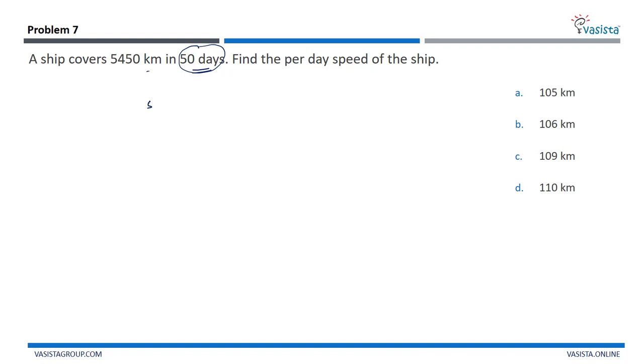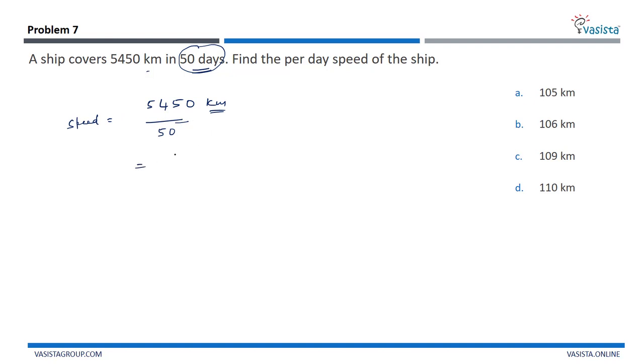So 5,450 km it is going to cover in how many days? That is in 50 days. We need to find only the speed of the ship per day. That's what speed is equal to: distance by time.